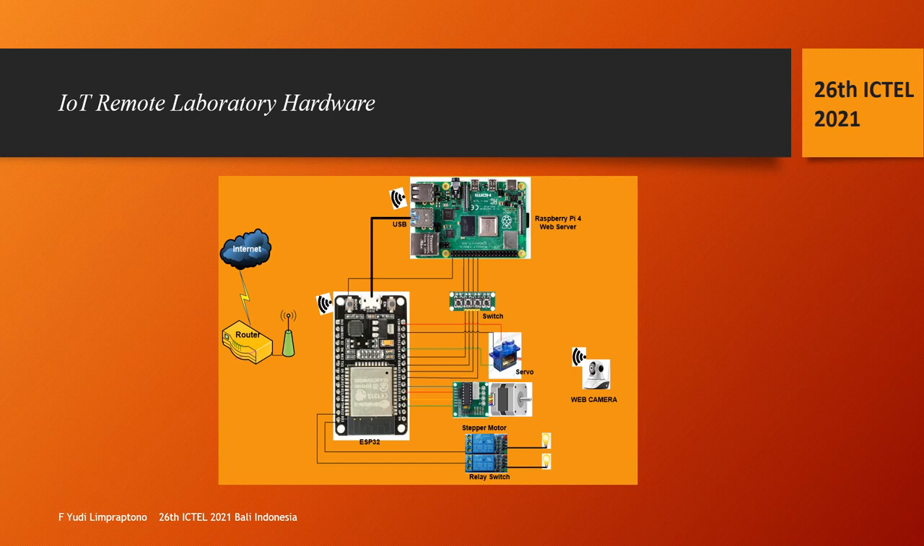various devices such as a PC, laptop, and mobile devices through the internet network. IoT remote laboratory hardware design, you can see in the picture. And at the top of the picture is a Raspberry Pi 4 embedded system. The hardware used to control the experimental module, which is a system on chip SoC with a computer.